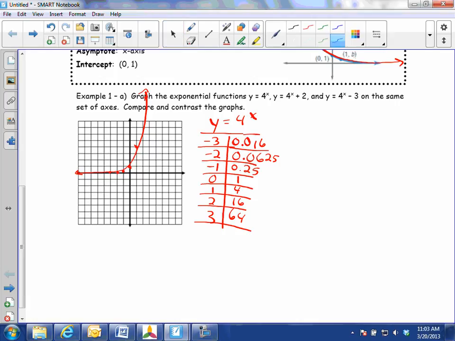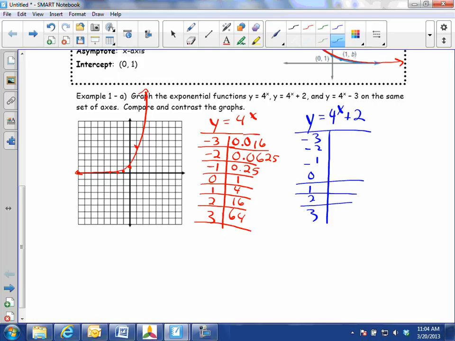Now if we're going to make a table of values for this next one, we've already plugged in the first part. We've already got the exponent done. All we need to do is add 2 to everything, because our equation tells us to do that.